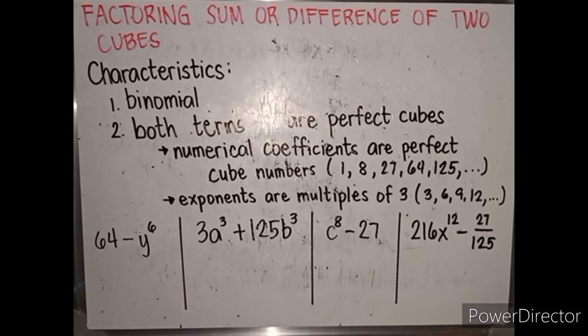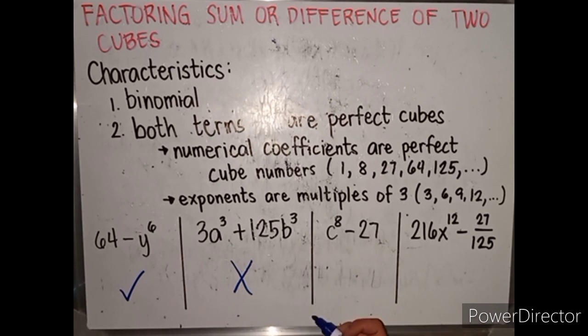Okay, so let's try to test the following if they are factorable by sum or difference of two cubes. 64 is a perfect cube number. 6 is a multiple of 3. So, therefore, this is a check. That's factorable by sum or difference of two cubes. Next, perfect cube. Pero yung 3, hindi yata siya perfect cube, no? Wala siya dito sa mga to, oh. So, therefore, this is not a perfect cube. This is not factorable by sum or difference of two cubes.